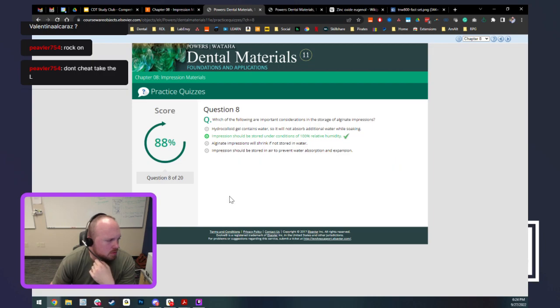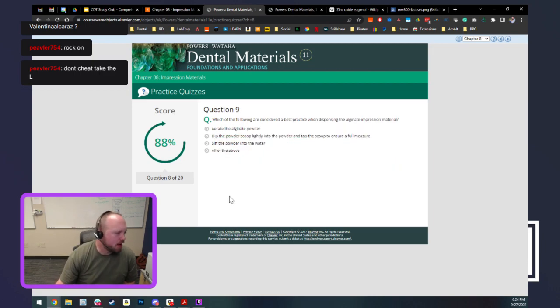Cool. Which of the following are considered a best practice when dispensing the alginate impression material? So this should be the powder into, you've got your little mixing bowl, and for us it would be a duplicate denture, or the old school duplicate denture. But if you're assisting, so you've got your bowl, you've got your spatula, you've got your powder, you scooped it up. All right, so dip the powder scoop lightly into the powder and tap the scoop to ensure a full measure.